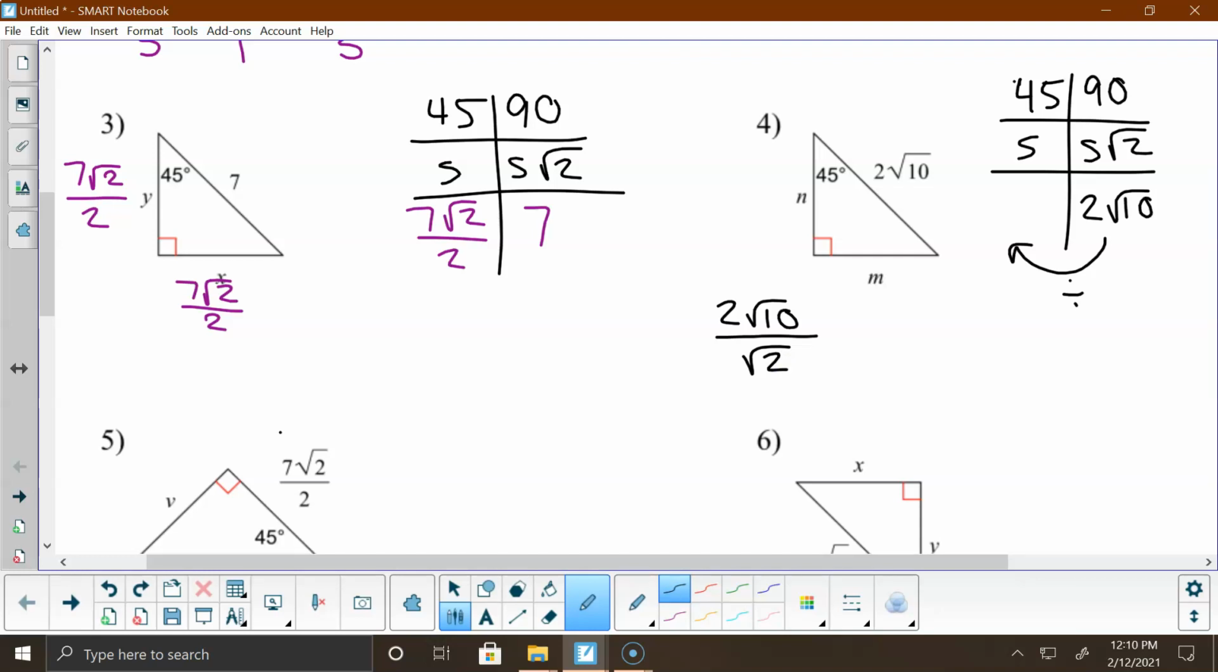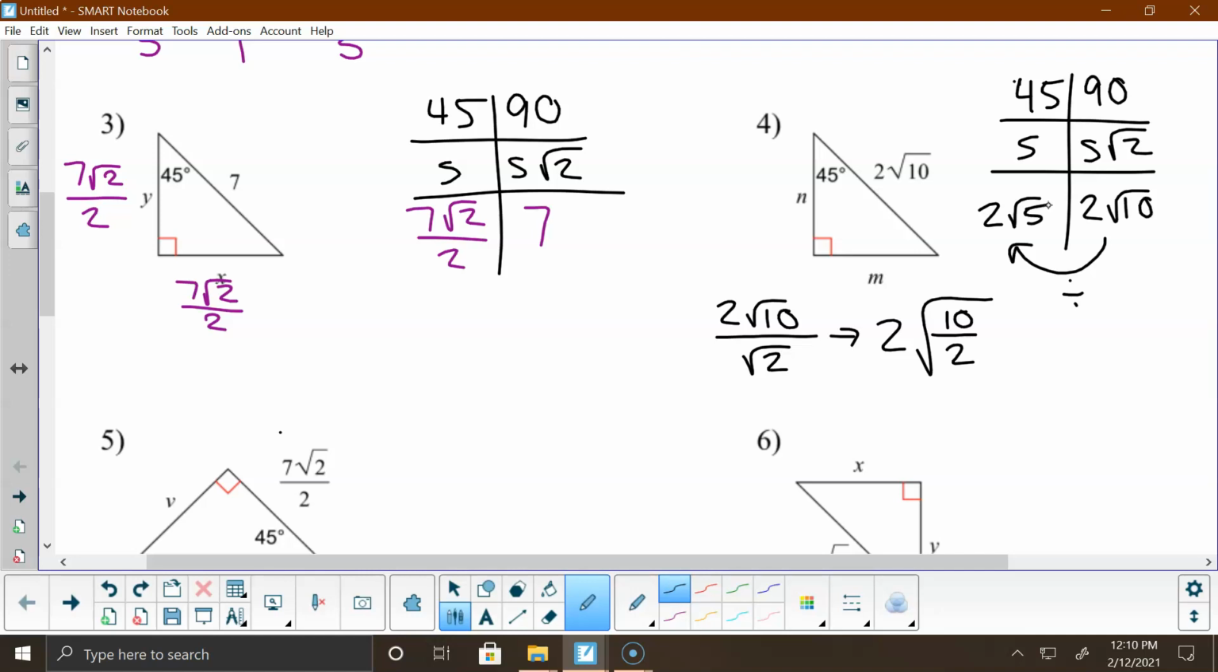And what you can do on these, it's one of the properties of square roots, is you can write this as square root of 10 over 2. What's 10 over 2? 2 root 5.